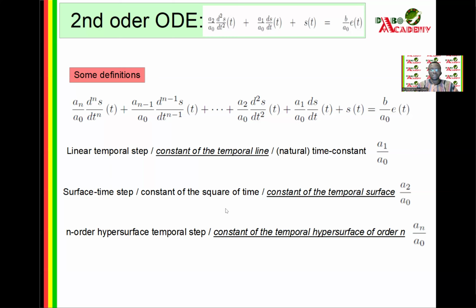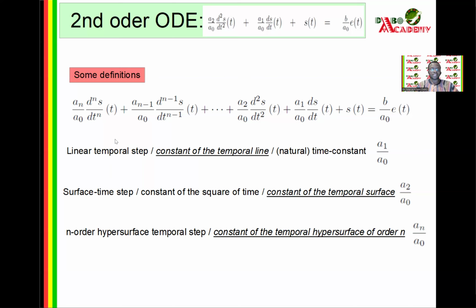So now, if we go further, when we consider the order n, by checking the things under the same angle, under the same paradigm, what we can also see is that An over A0 should have the same unit as dt to the n, meaning second to the power n. When they simplify, it helps us keep the same unit as the S of t here, and you have a homogeneous equation in terms of unit, in terms of dimension.